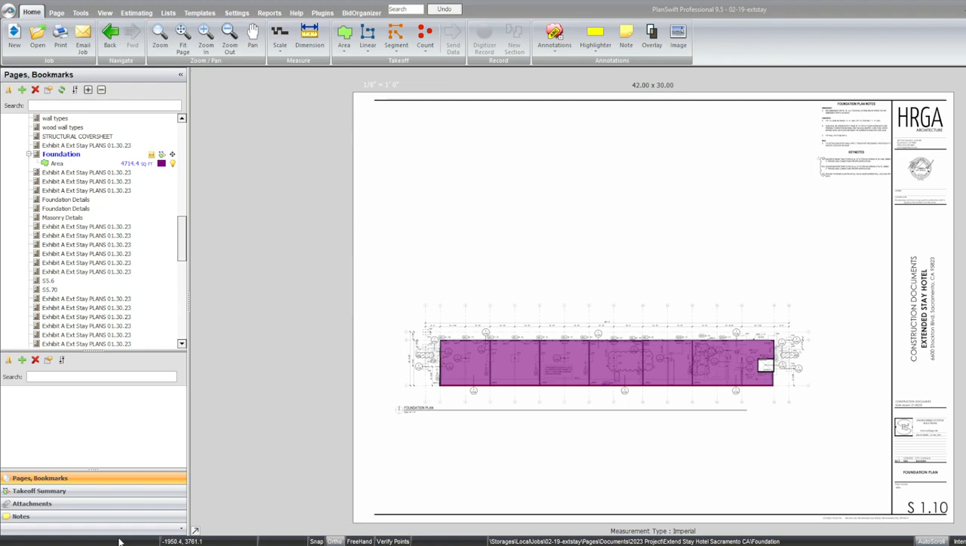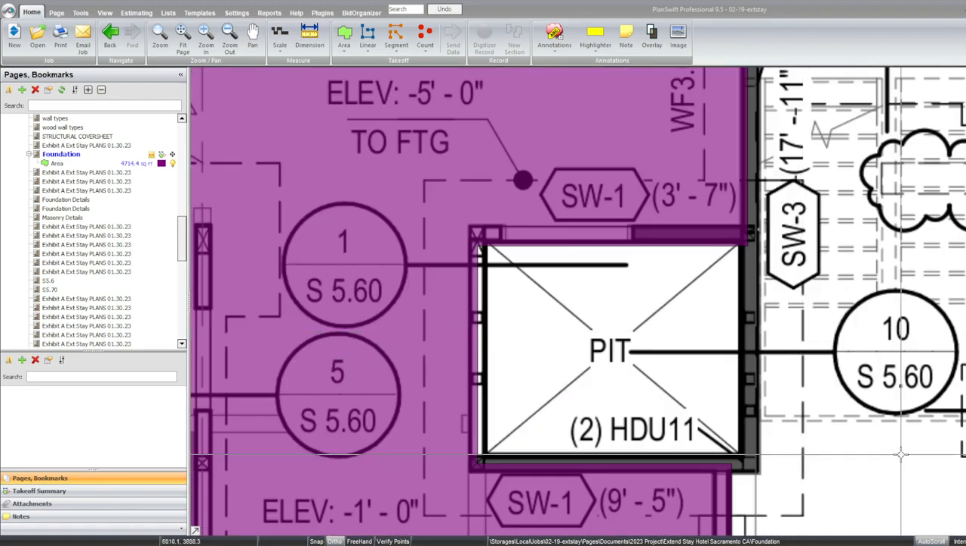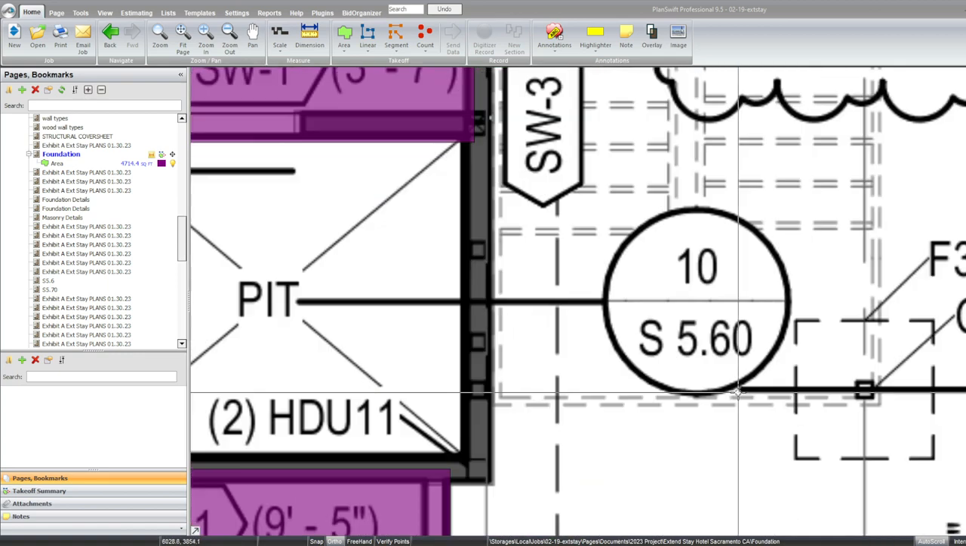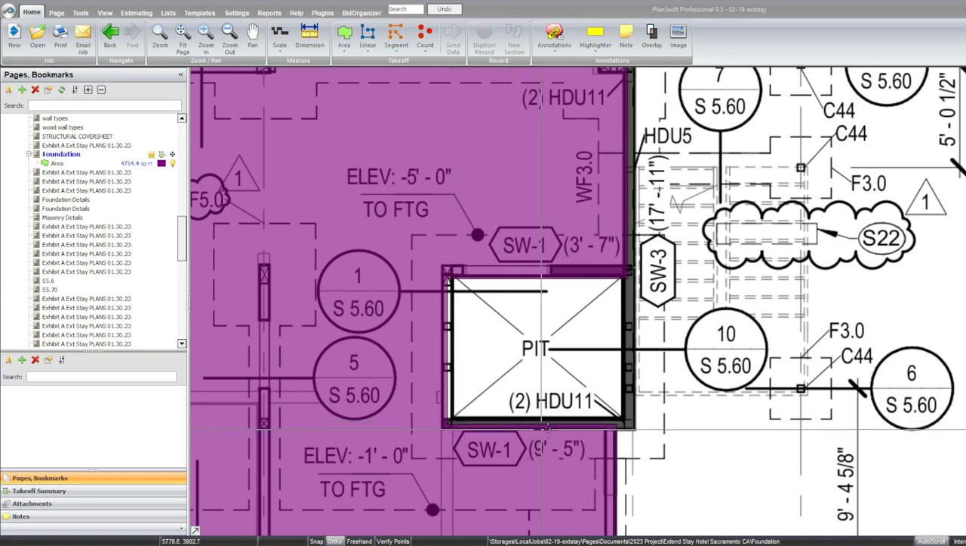All right, so let's finish this up by looking at our pit, because most of the time when I have to do a foundation, we have to do the pit. For this, you have to think in terms of wall construction instead of just a width or height of 18 inches or something like that. So let's look at the outer portion of the pit, the concrete portion, and that would be what we're going to look at: 10 and 1 over S5.6. Let's look at 1 first.